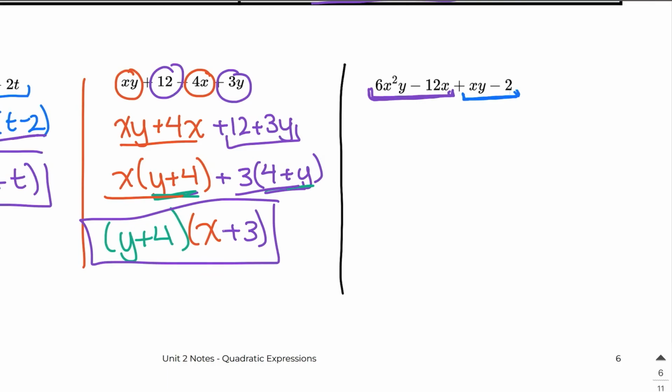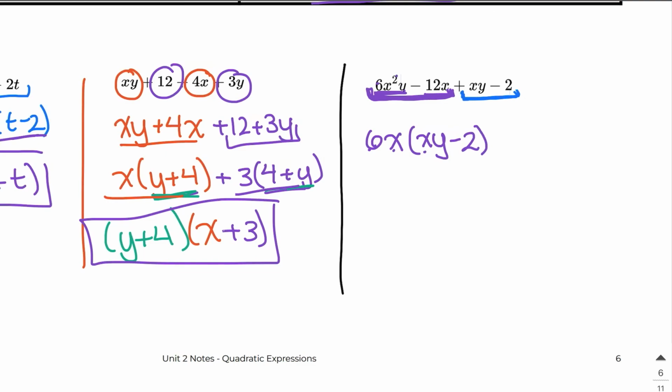So let's look at our first group and see what's in common. So 6 and negative 12 are both divisible by 6. And then x squared y and x have an x in common. So when I factor that out here, I end up getting 6x times y, okay? And when I factor it out of the first term, because 6 divided by 6 is 1, x squared divided by x is x, and then the y just tags along. When I factor it out of the minus 12x, I get a negative 2, okay?